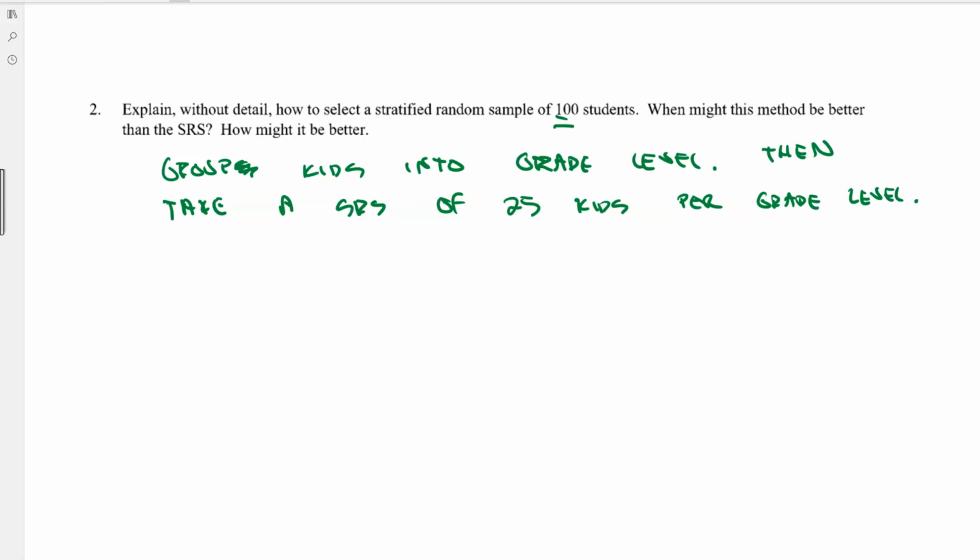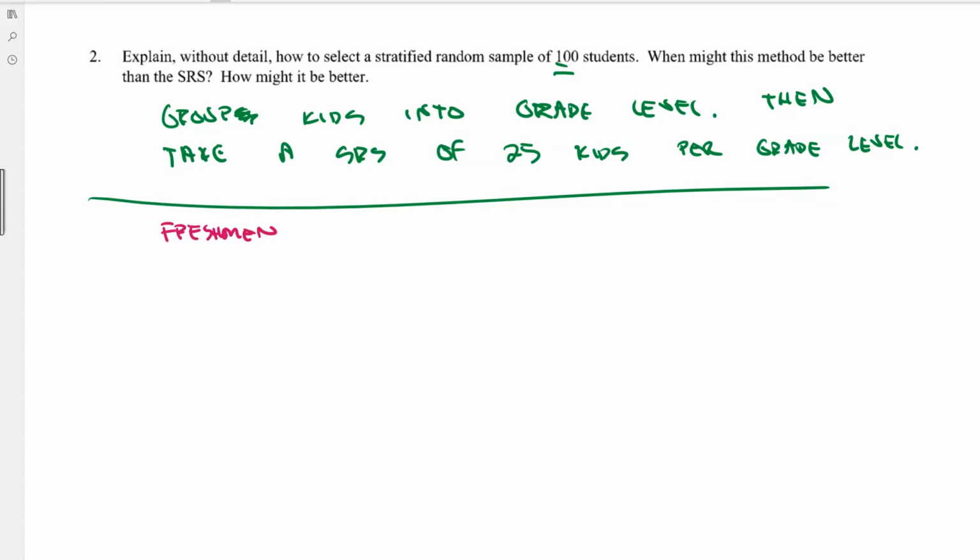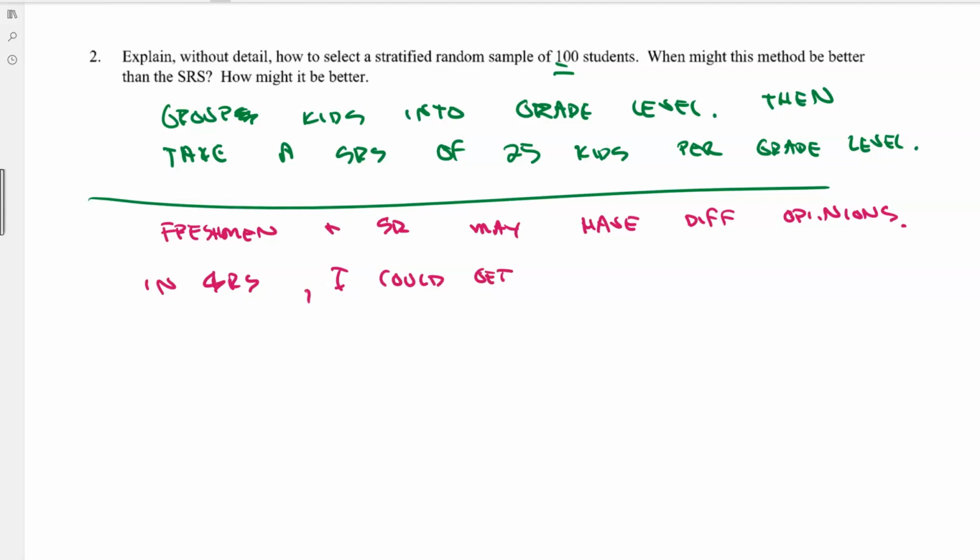Okay. How might this method be better than a simple random sample? Well, freshmen and seniors may have different opinions, right? Opinions with respect to senior privileges. In a simple random sample, I could get, just by chance alone, 50 ninth graders and 5 seniors.